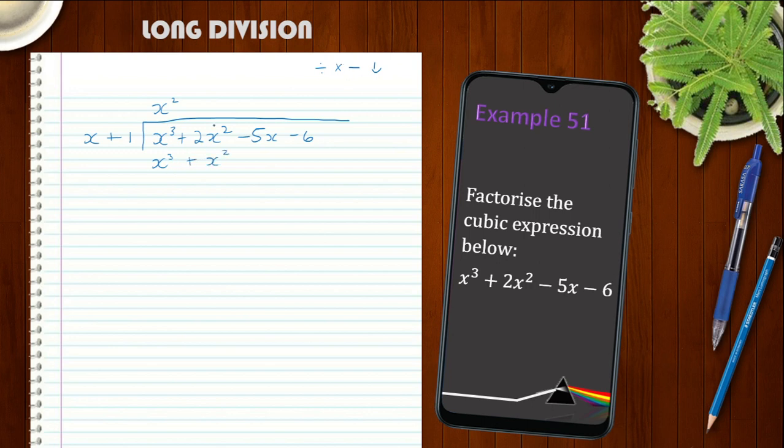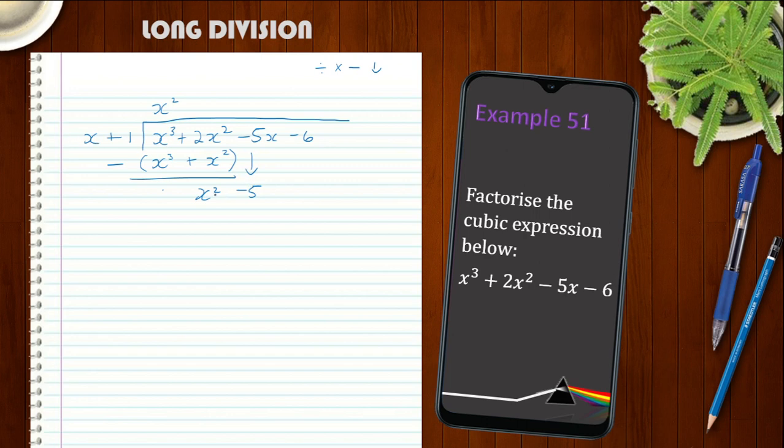Then we multiply. Now we subtract. So put it in brackets, because you need to remember that this minus needs to go to both of these terms. So basically the sign is just going to change. When you subtract, this is 0. Then 2 minus 1 is 1. So that's just x squared. Subtracted. Now we bring down the minus 5, and we start all over again.